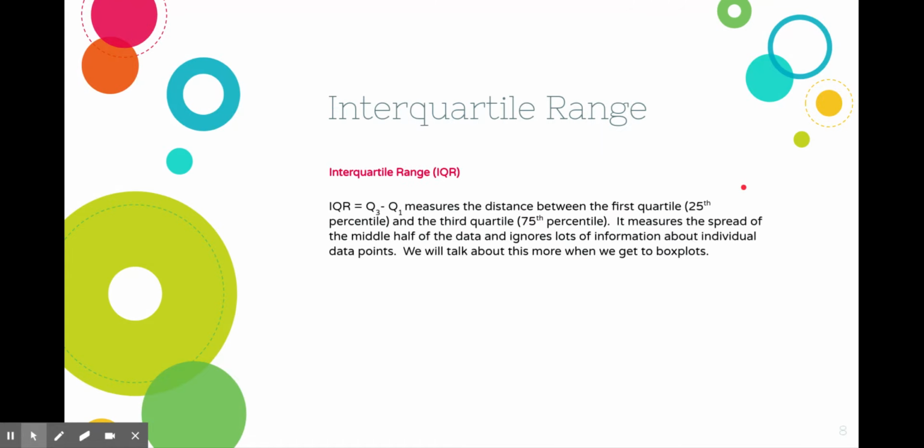Next is our interquartile range, also known as IQR, which is the third quartile minus the first quartile. This measures the distance between the first quartile, the 25th percentile, and the third quartile, the 75th percentile. It measures the spread of the middle half of the data and it ignores lots of information about individual data points. We will talk more about this when we get to box plots.